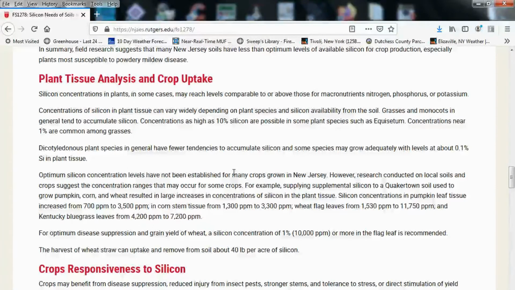For optimum disease suppression and grain yield of wheat, a silicon concentration of 1%, 10,000 parts per million or more, in a flag leaf is recommended. The harvest of wheat straw can uptake and remove from soil is about 40 pounds per acre of silicon.